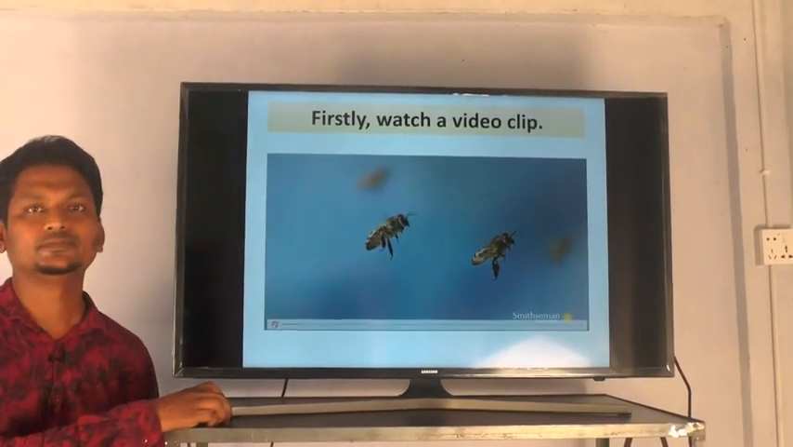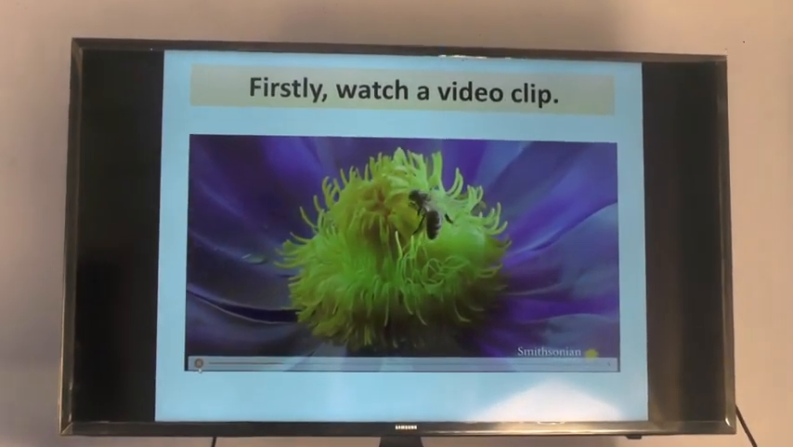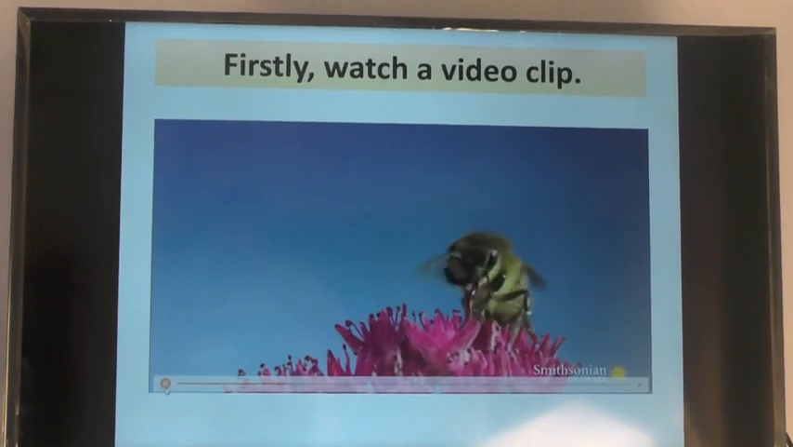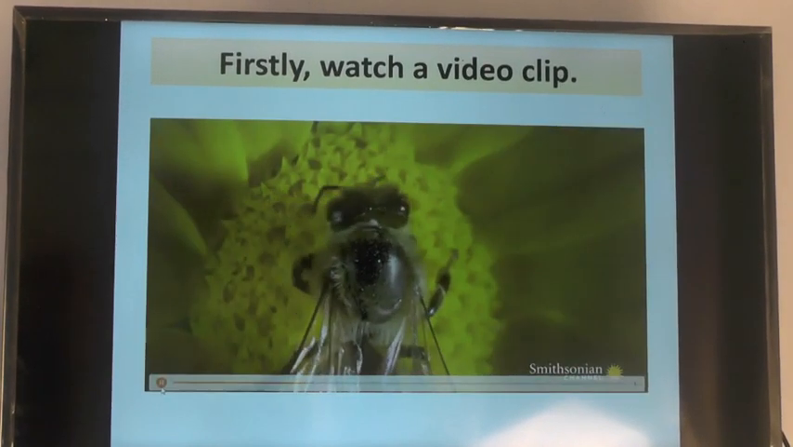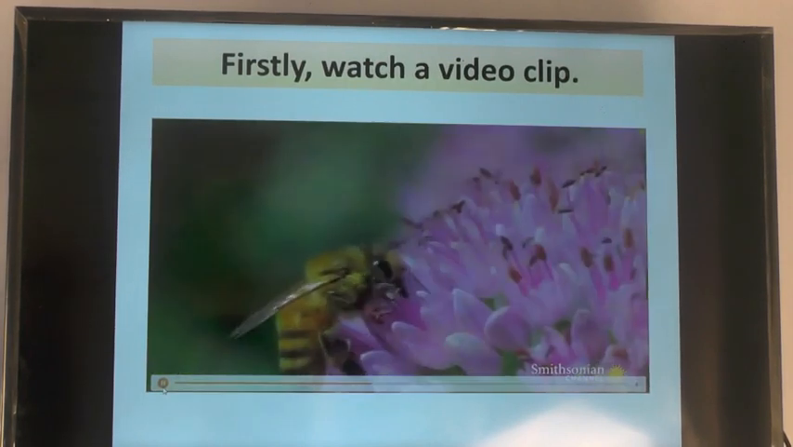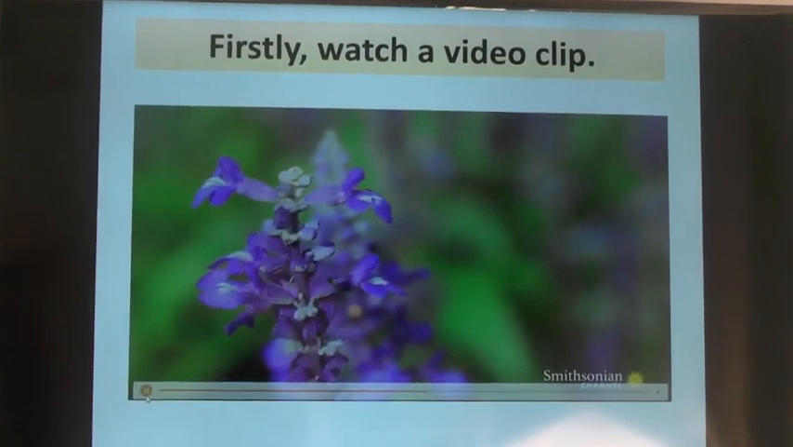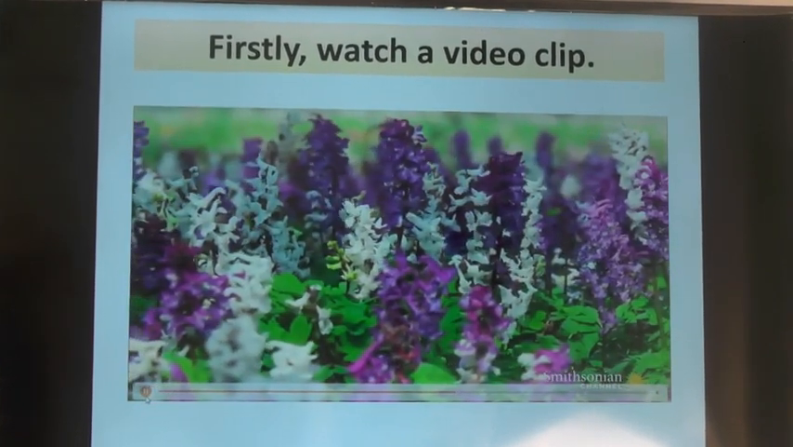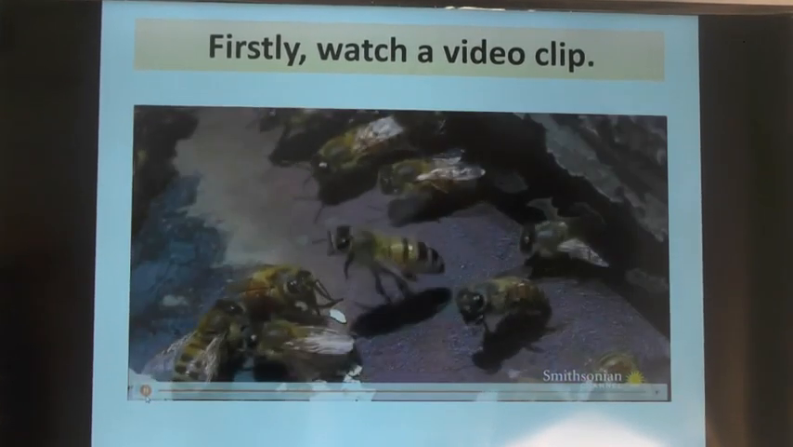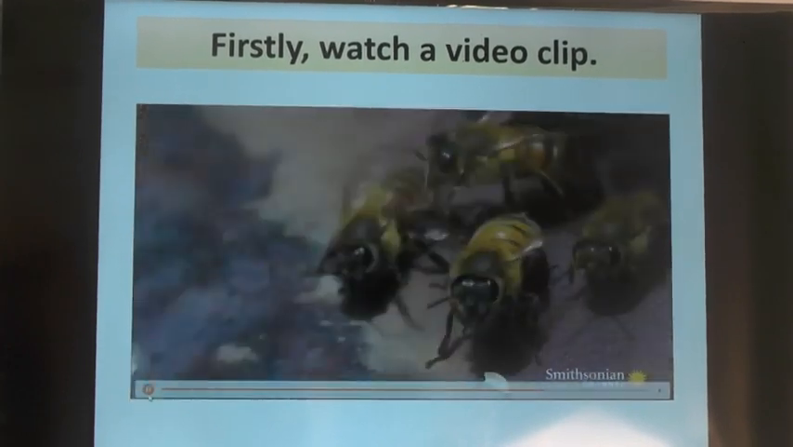In spring, when food stocks are low, the workers get busy collecting nectar. They have a remarkable method of telling one another where to find the most productive flowers.